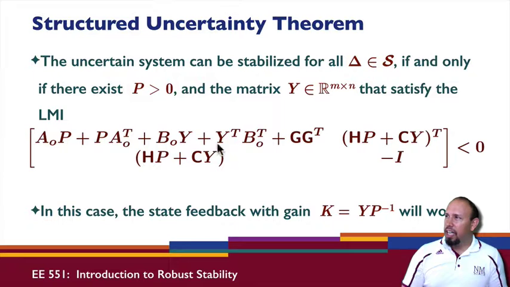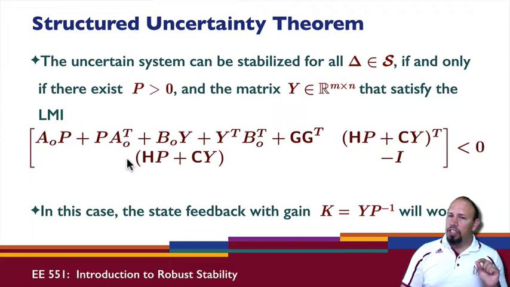All right, let's move on to the next proof. So that was the stability problem. Now we have the state feedback problem. So the uncertain system can be stabilized for all delta in the uncertainty set if and only if there exists a P positive definite and a matrix Y that satisfies this matrix inequality.